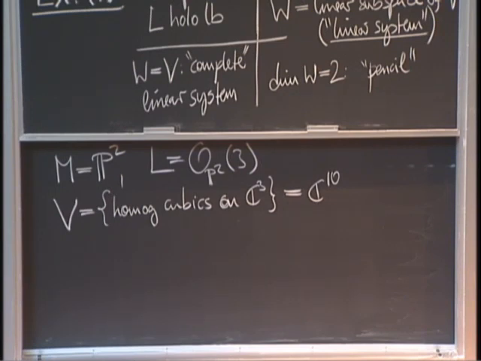Since two polynomials cut out the same algebraic curve in P^2 if and only if they differ by a non-zero scalar, this is saying that we have a 9-dimensional family of cubic curves in P^2, or that the family of all cubic curves in P^2 is 9-dimensional. So that's the complete linear system associated with L. Now we're going to cut that down.